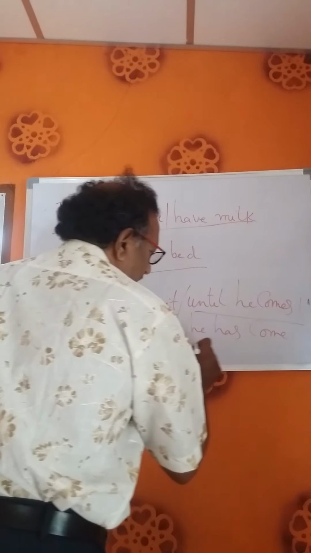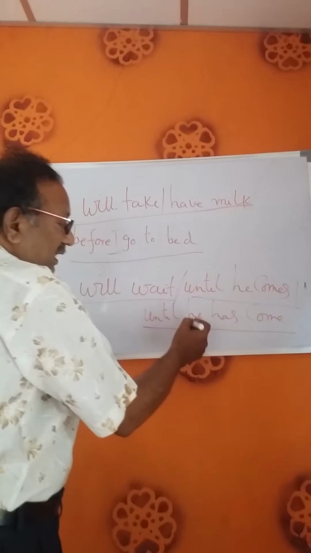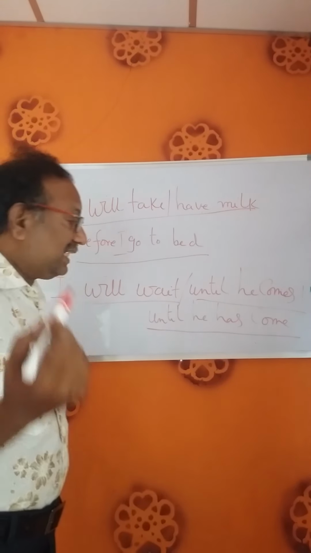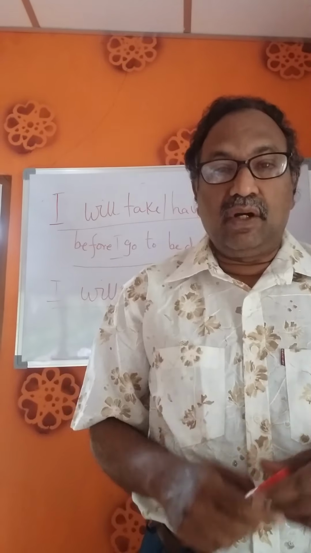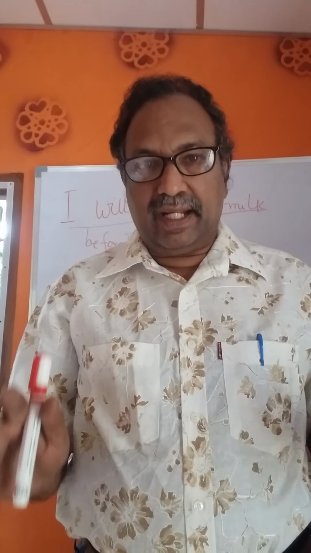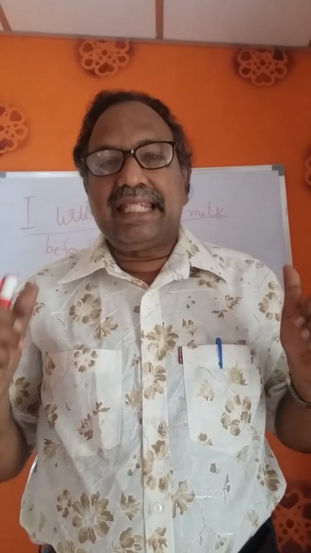Here, there is another sentence. Until he has come, it is present perfect. Here, both these tenses talk about future time. I will wait also talks about future time. So you should know that in English, there is no one-to-one correspondence between tense and time. Sometimes simple present may talk about future time. Sometimes future tense may talk about present time. And sometimes present continuous tense even may talk about future time. Sometimes even past tense may talk about future time.